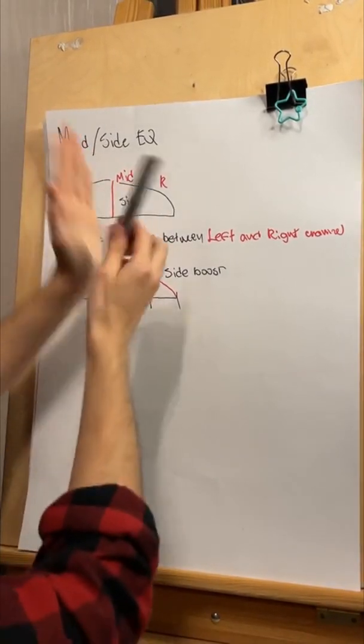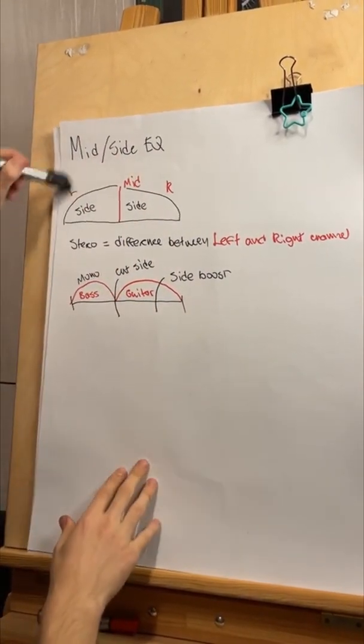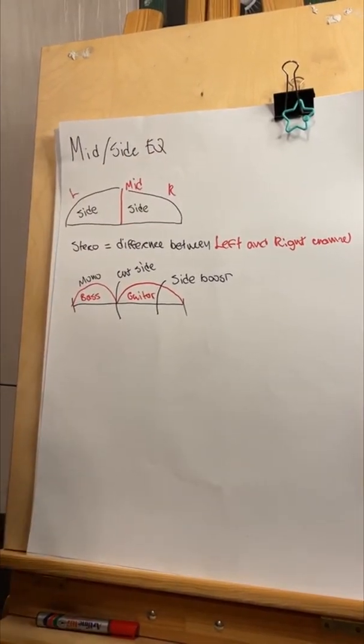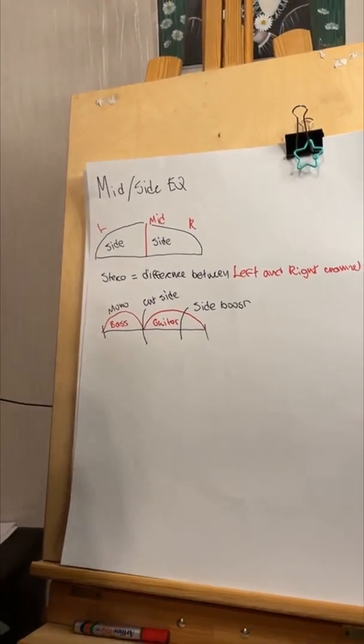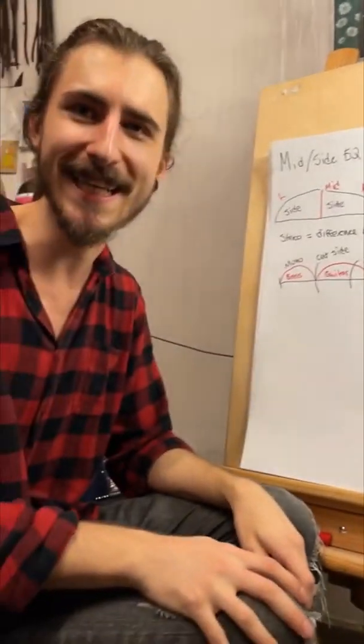So you can work with the mid. Everything that is in the mid is in mono, in the center. And everything that is on the left and on the right, that's the only difference. Okay, so I hope I could explain this one, because this one is a little bit more complicated. But yeah, I think we can end for today.